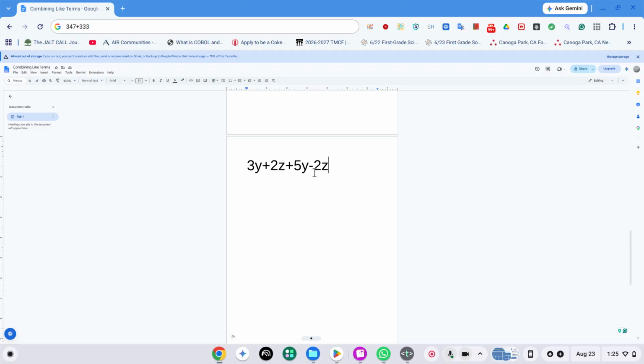Again, we have the terms of 3y, 2z, 5y, and negative 2z. And they're all coefficients, no constants in this one. So we're going to do our y's on the left, z's on the right. That's another good rule of thumb. They're all coefficients. Put them in alphabetical order, left to right.